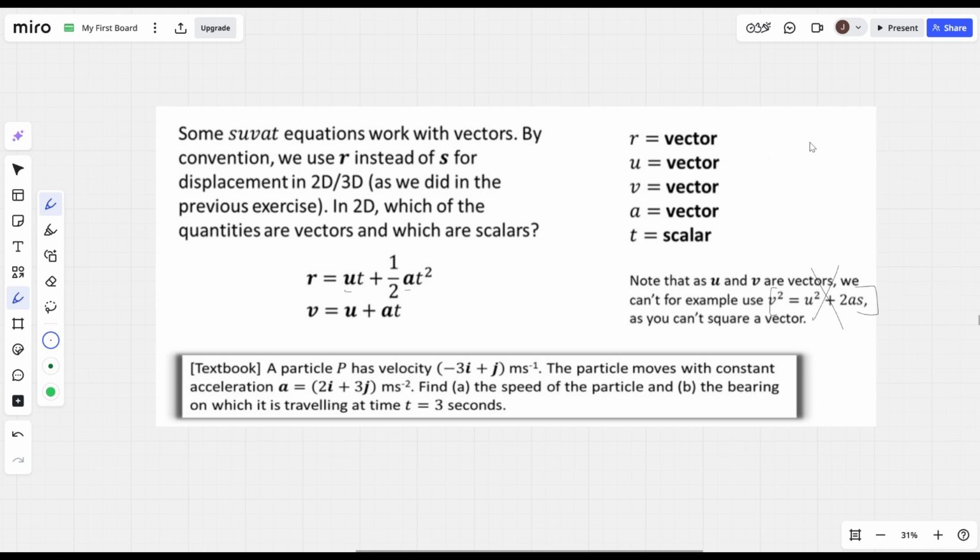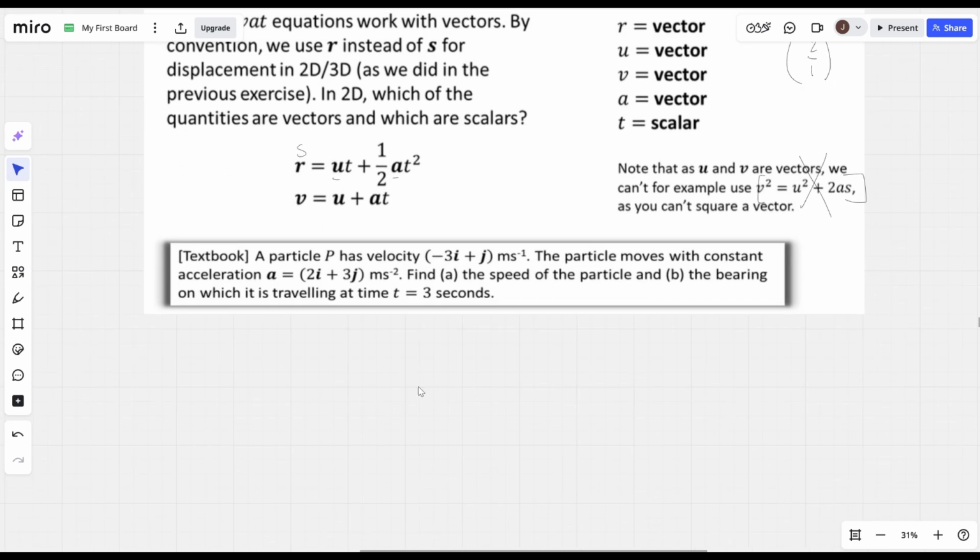Because if we have something like this and we talk about squaring it, you might just think, oh yeah, it's just 2 squared and 1 squared, but it's actually a bit more difficult than that, okay? But with something like we had with s before, so ut plus half at squared, v equals u plus at, all of this sort of stuff, you can handle the same way as we did before. So we're going to do some questions and take a look at this.